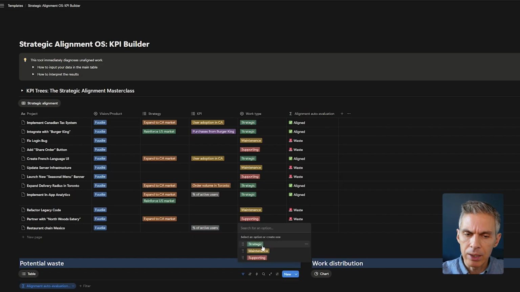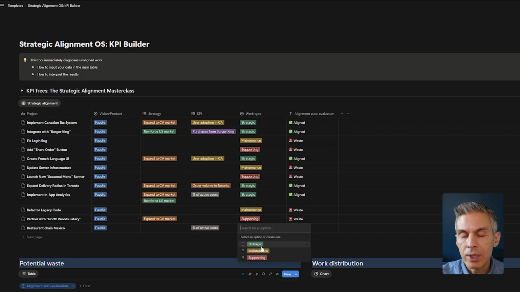So now when I think about it, is this strategic? Is this maintenance? Is this supporting? This is not something that KPI Trees does, by the way. KPI Trees just shows you the linkage between them, and it shows you whether there are maybe projects that are not linked to any strategy.